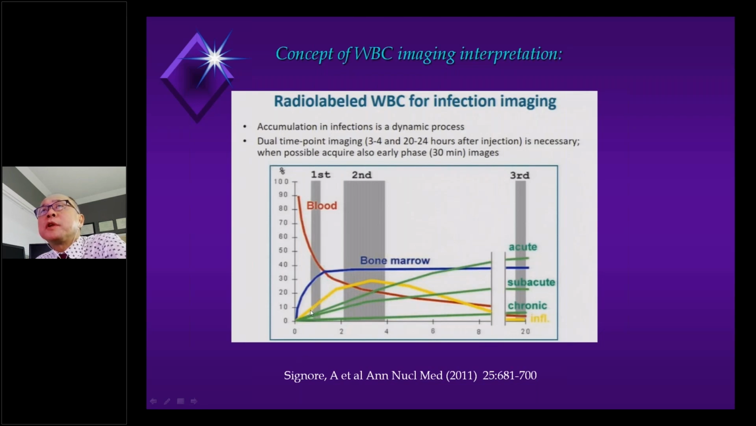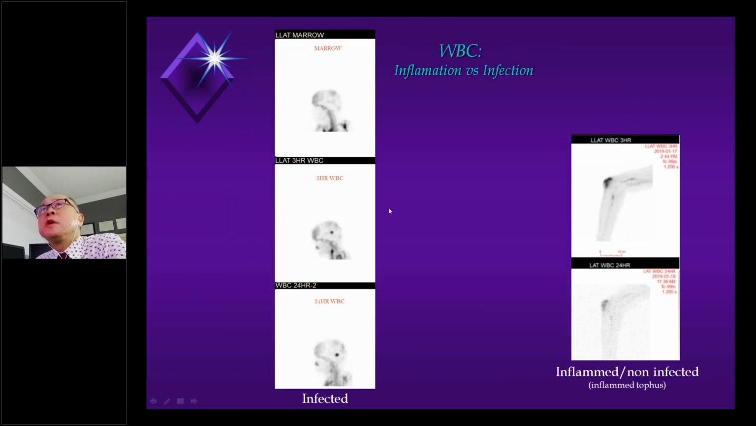Now this is important. If white cell activity appears within the first few hours but rapidly declines, we will consider in theory that that is not infection. That is not a pattern compatible with true active infection, and we will report accordingly. So for example, if a focus, this is marrow 3 hour, 24 hour white cell, if a focus appears and persists, we will call that infected.